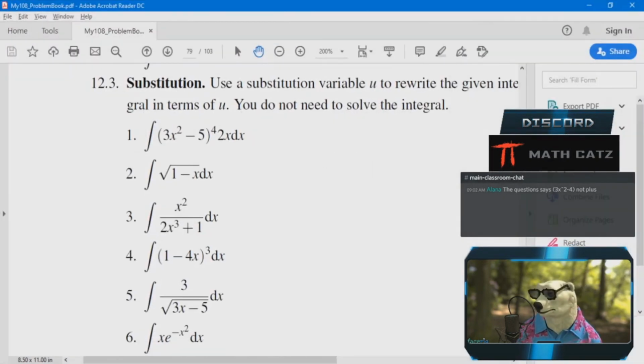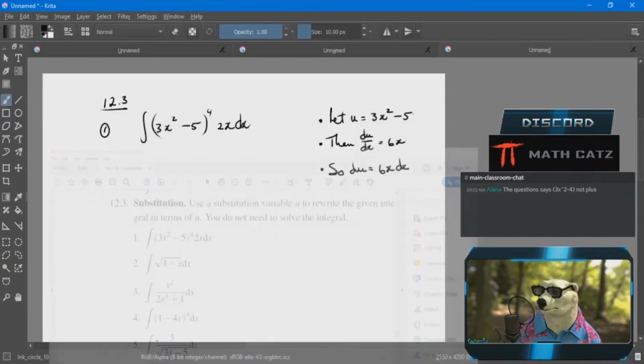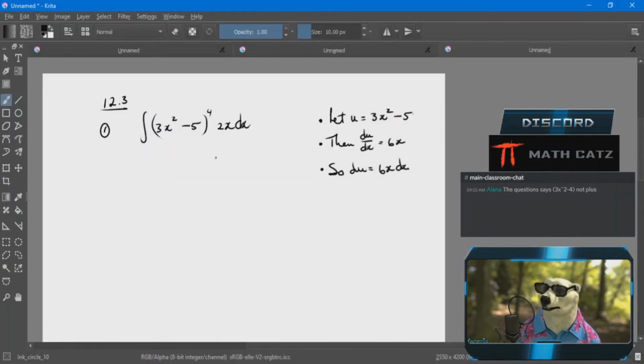All right, thank you. 3x squared minus 5 to the power of 4. Okay, good. Perfect. But our key, luckily, on the right, those are still the same.